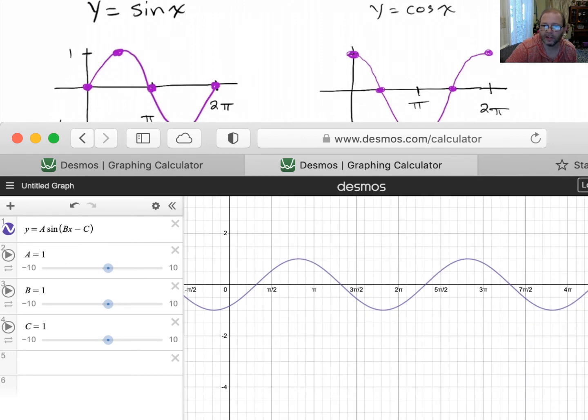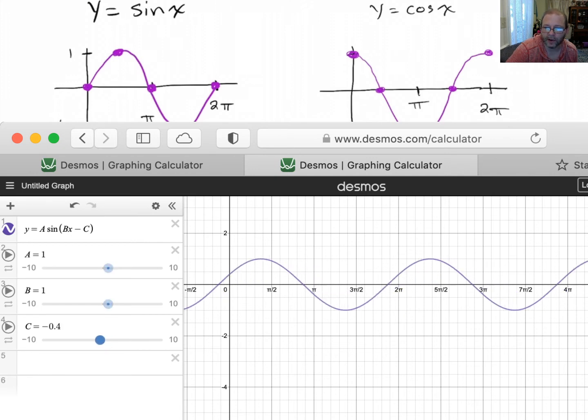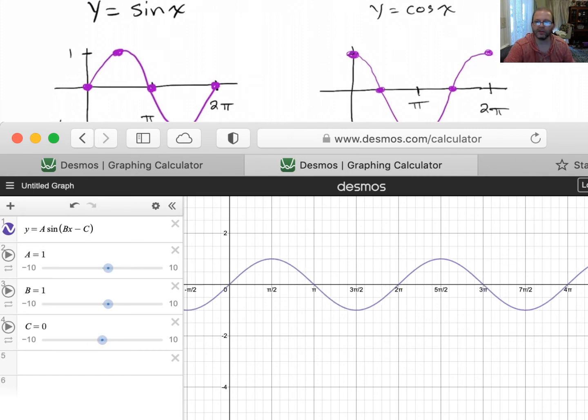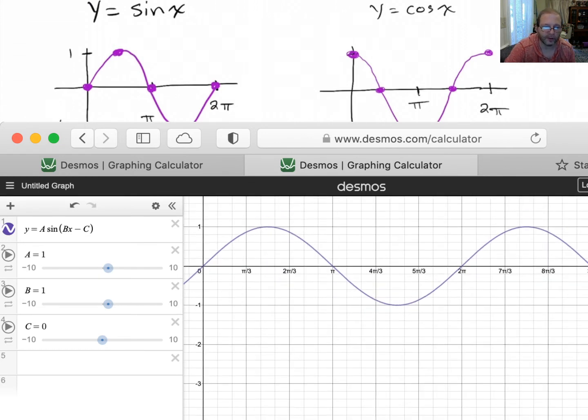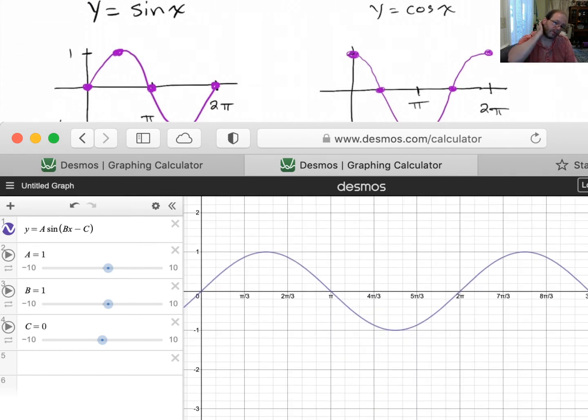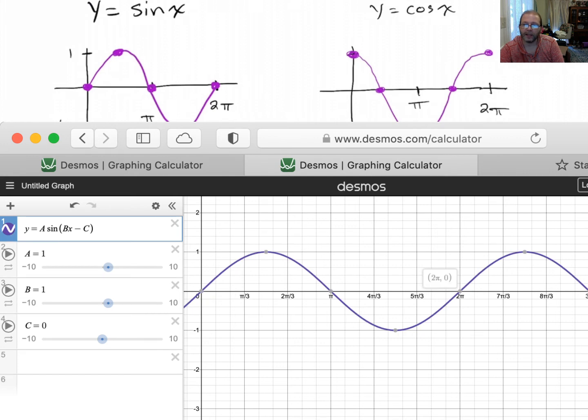And let's adjust this. I'm going to leave a at 1. I'm going to leave b at 1. C I'm going to put back to 0. So if we do this, notice what we've got here is, sorry, this is a little fiddly to scroll with, but what we've got right here is just the regular sine graph going from 0 to 2 pi. Then we've got a second period over there.